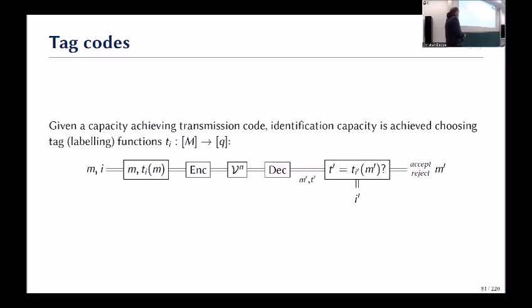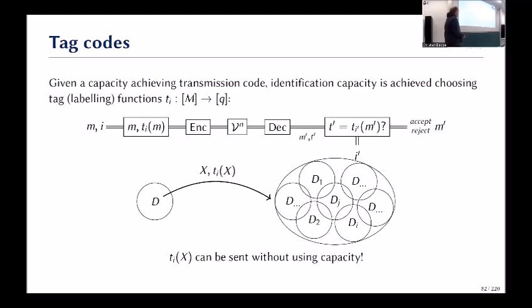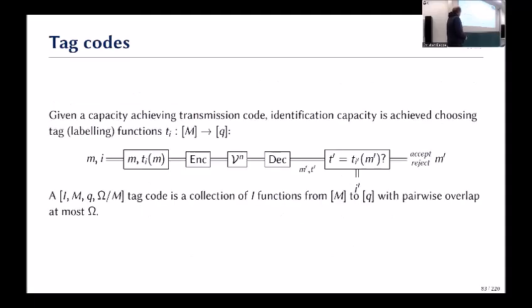We have an M and a TI. We have an encoder, and we want to accept or reject the message. So again, TI of X, the second part of the message, should be sent without using capacity. Now, first we must have a capacity achieving transmission code, and then we can use it to achieve the identification capacity by using such a tag, labeling, or coloring function TI, which has the following properties.